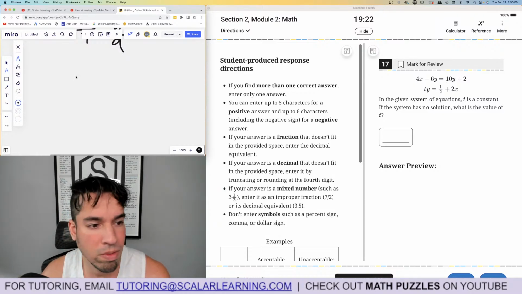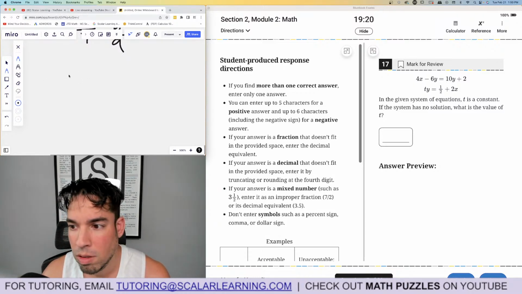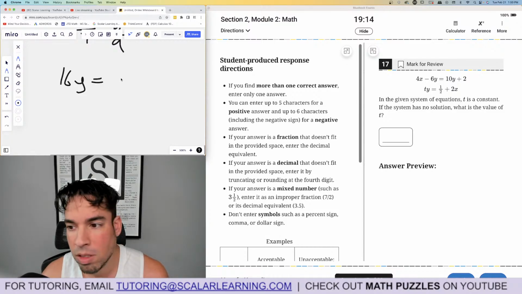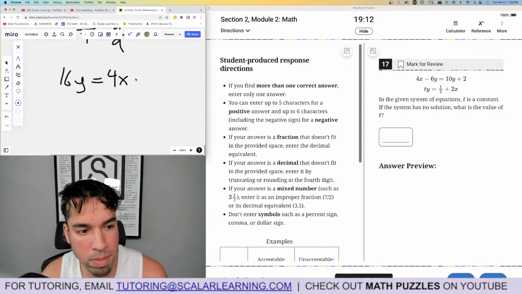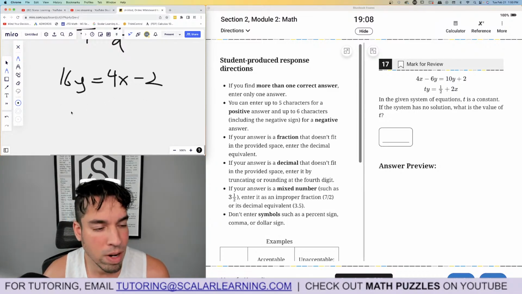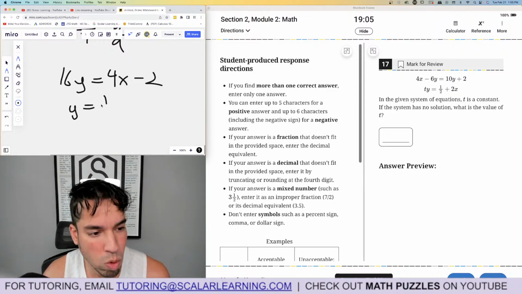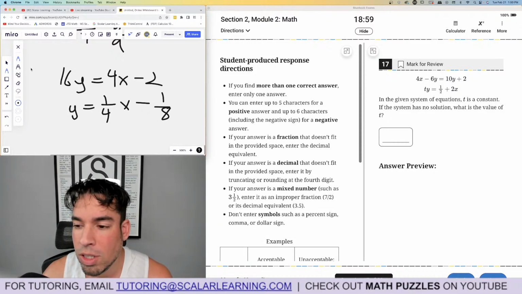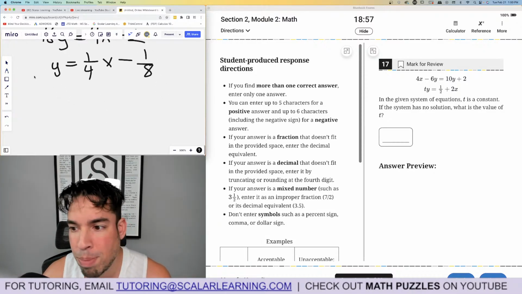Okay, so first I'm going to simplify the top one. I'm going to add 6y, making it 16y on this side, and then subtract 2 from the other side, so then it's 4x minus 2. Let's somewhat isolate the y. Actually, let's divide both sides by 16. y equals 1/4 x minus 2 over 16, which is 1/8. So now I have a nice linear equation. And these are going to have no solution, meaning they need to be parallel.